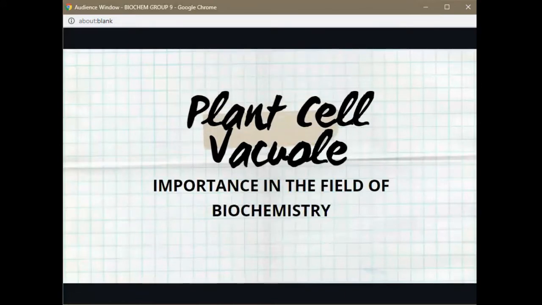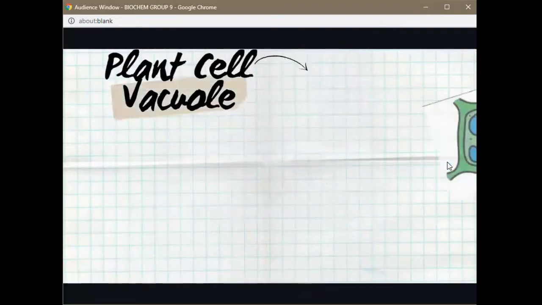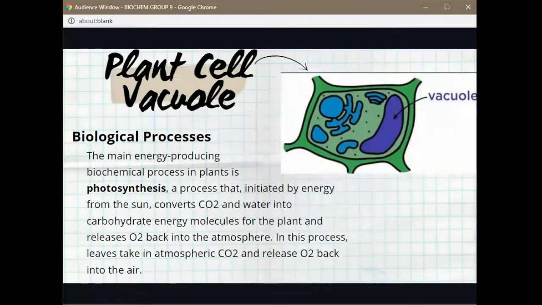Like animals, plants breathe. The gas exchange into and out of a plant leaf occurs at the underside of leaves, and the process is precisely regulated. The main energy producing biochemical process in plants is photosynthesis, a process that, initiated by energy from the sun, converts carbon dioxide and water into carbohydrate energy molecules for the plant and releases oxygen back into the atmosphere. In this process, leaves take in atmospheric CO2 and release O2 back into the air.